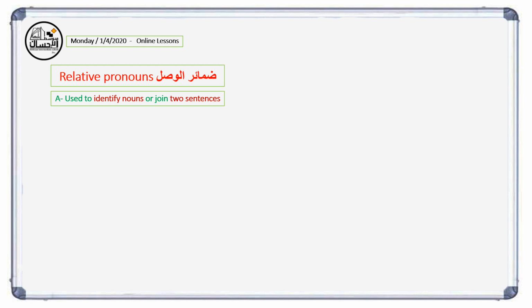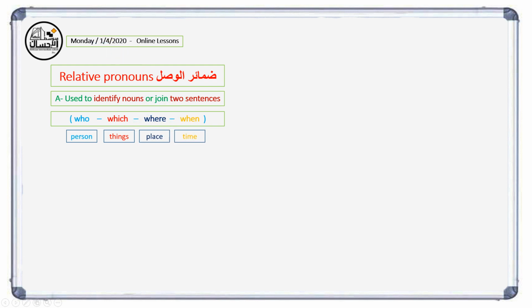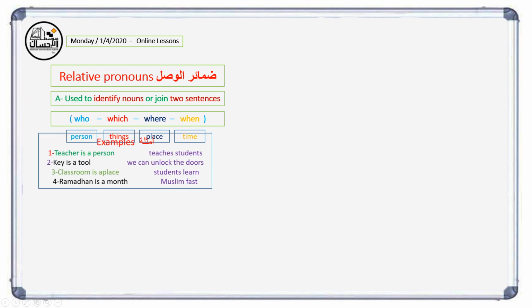What are the tools that come in use with the relative pronouns? Number one: who, which, where, and when. Who belongs to persons, when I want to talk about persons; which is for things; where is for places; and when is for time. Some linguists add that can also be used with which and who. Let's take more examples for this.